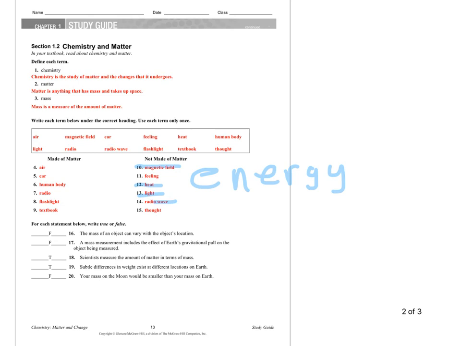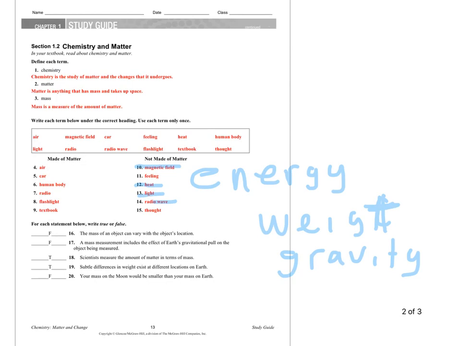And you got some true and false. Again, we frequently do, we'll correct some of these false statements. The mass of an object can vary with the object's location. False, it cannot vary. Mass is always the same. Now, weight will change due to location because weight is affected by gravity. Weight is affected by gravity. Mass is not affected by gravity.